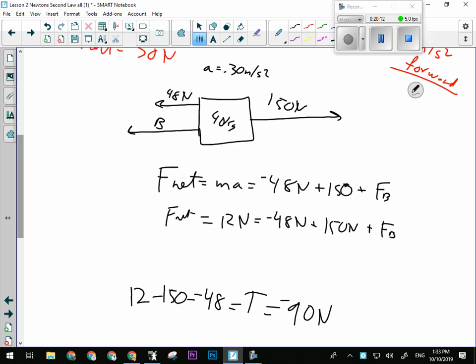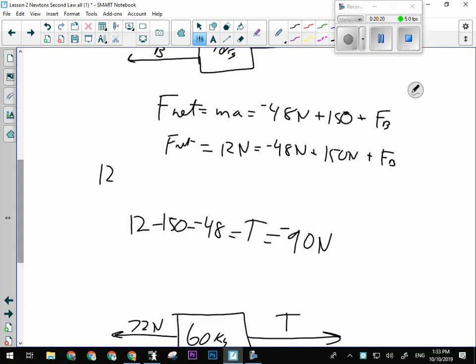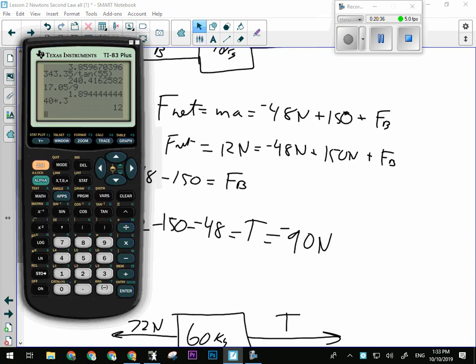So I'm just going to isolate the force in B by subtracting the other two over, or adding actually the 48. So I'm going to have 12 minus negative 48 minus 150 equals the force in B, which will give me a negative number, which is good because from the 40 kilogram block's point of view, that force is backwards, negative. So we're going to have 12 minus negative 48 minus 150. All right, so there's the force in the cable, 90 newtons backwards.